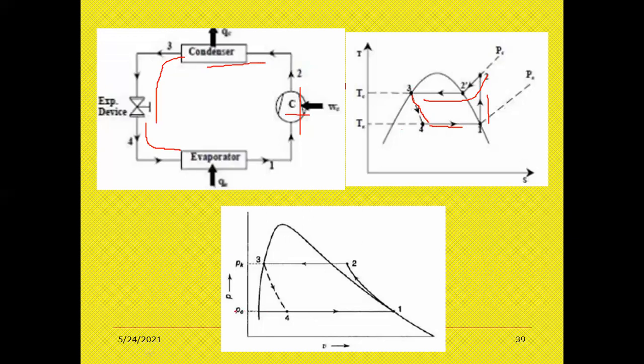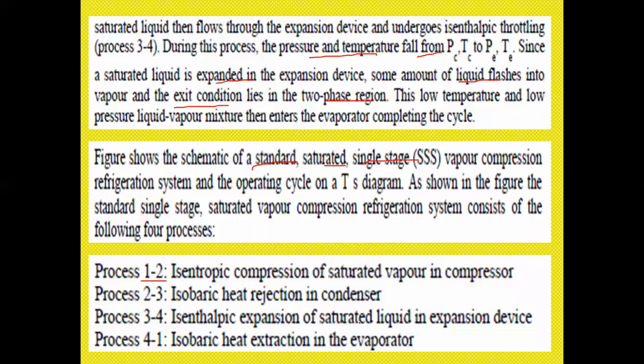Next, coming to the pressure and V. Here 1 to 2 isentropic, then 2 to 3, this is the expansion type, and this is again the compression type, that is 4 to 1. So these are the T-S diagrams and P-V diagrams of this simple standard refrigeration system. Got it? Isentropic compression, isobaric heat rejection, isenthalpic expansion, and isobaric heat extraction in the evaporator.